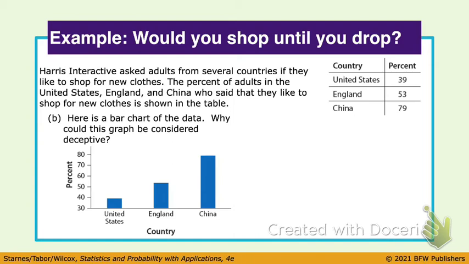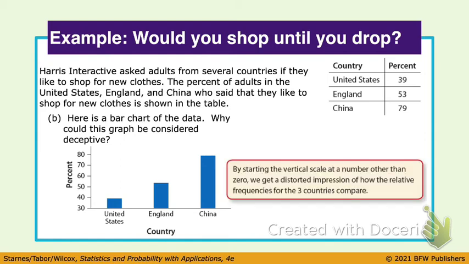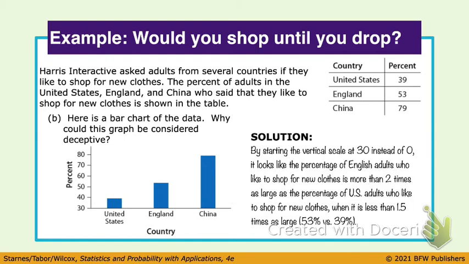Started at 30. Perfect. My y-axis here is starting at 30, and so that makes the United States look like it has barely any, but it has 40%, right? And so now China, again, looks like it is 4 times as tall as the United States, but really it's only double. It's just because I cut off that bottom 30%. So we always want to make sure that we're starting our y-axis at 0.